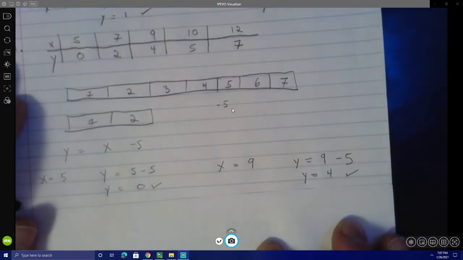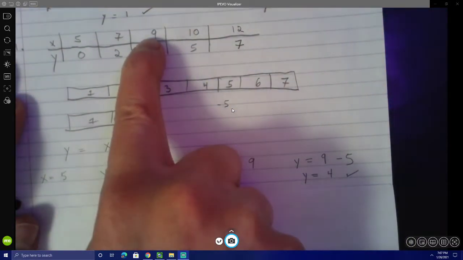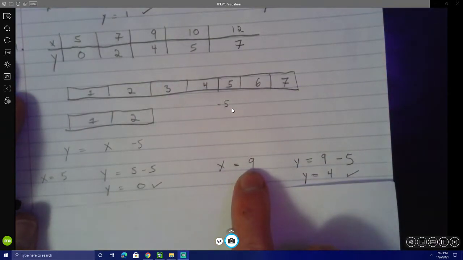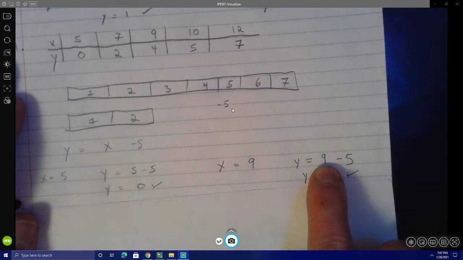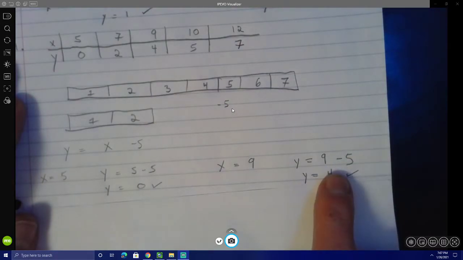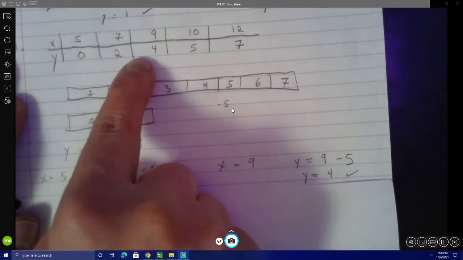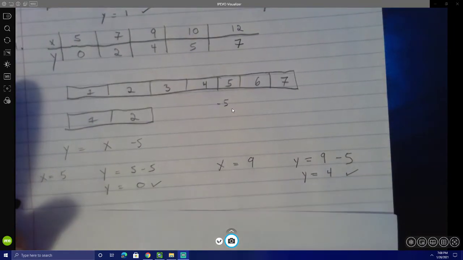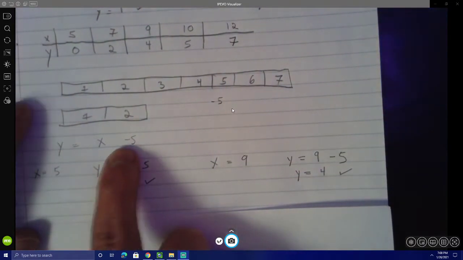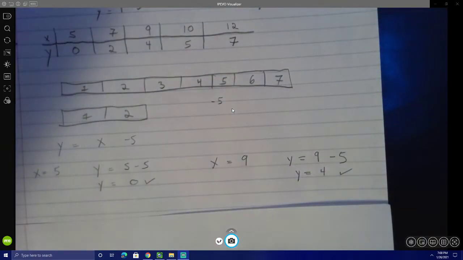So for the next value, I try plugging in x equals 9. So I set x equal to 9, substituted it in for x, and I'm left with y is equal to 9 minus 5. I know 9 minus 5 is equal to 4. And then I go check my table. That is true. And I have generated an equation that represents this table.